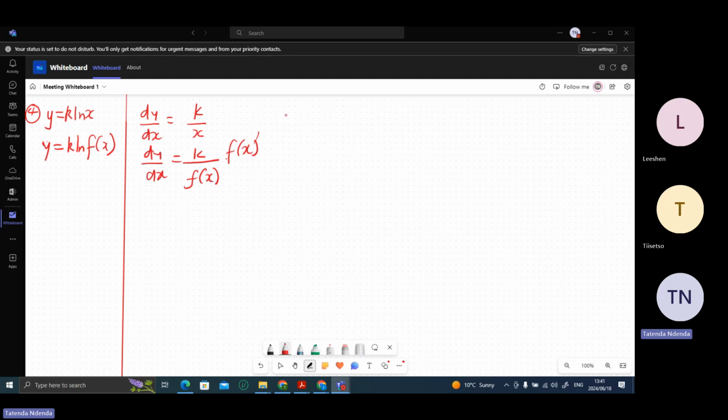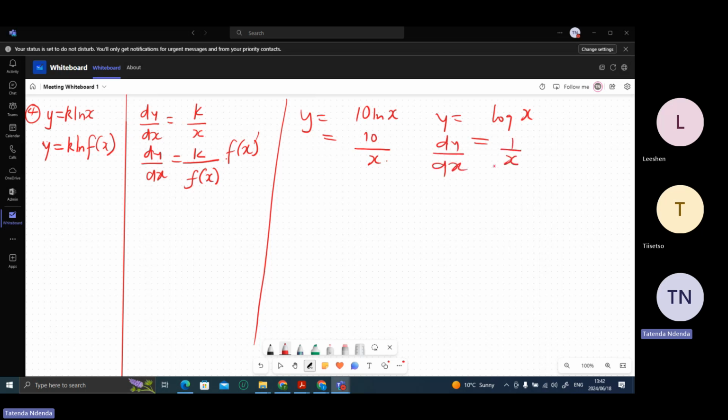Okay, let's say for example we have y is equal to 10 ln x. So this one, guys, is going to be 10 over what? Over x. y is equal to log x. This one becomes dy over dx equals 1 over x.